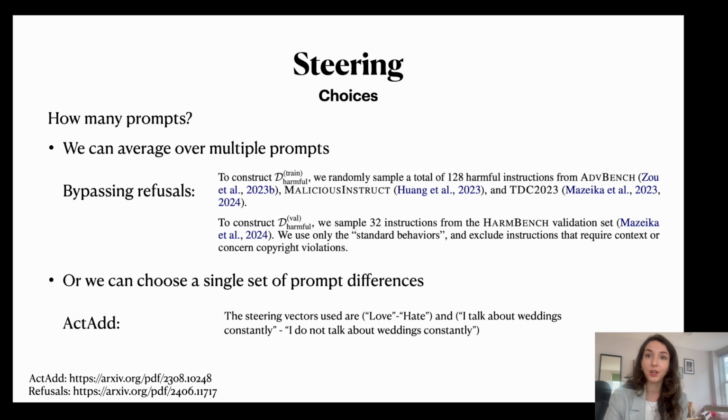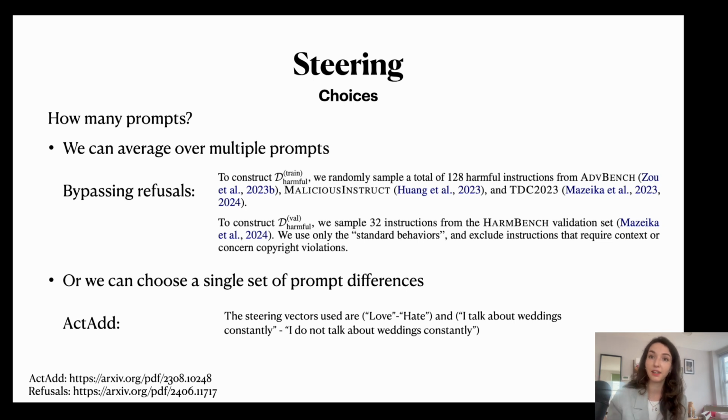I already said before that it may make sense to use either multiple prompts in our set of prompts that we pass through the model to find the steering vector, or to only use a single prompt. And both of them have been used successfully. So there's one cool work that I'll talk about a little bit later as well on bypassing refusals. What it does is it basically finds the direction in latent space that corresponds to the model saying, no, I'm sorry, I cannot answer you this.